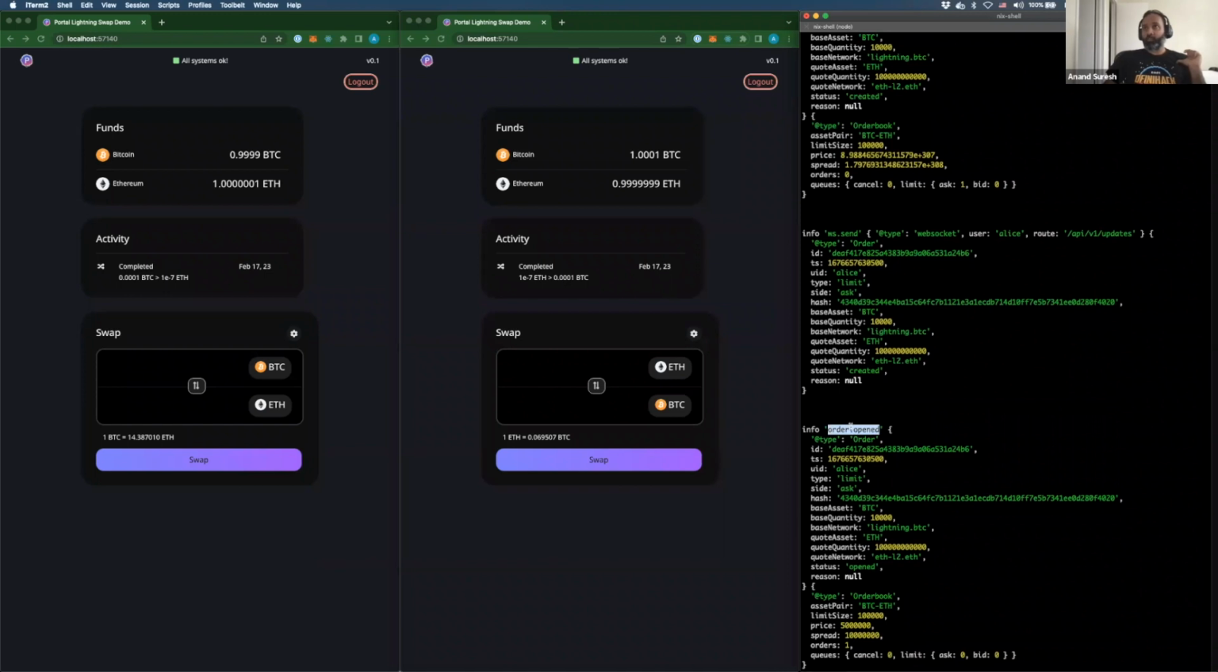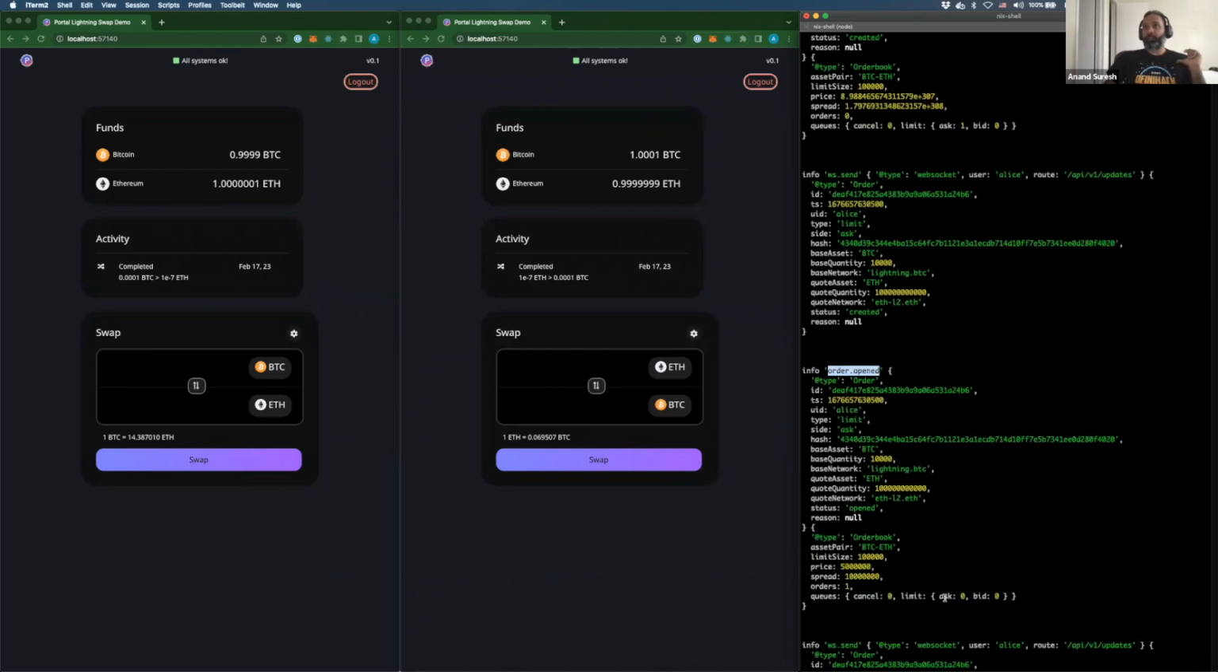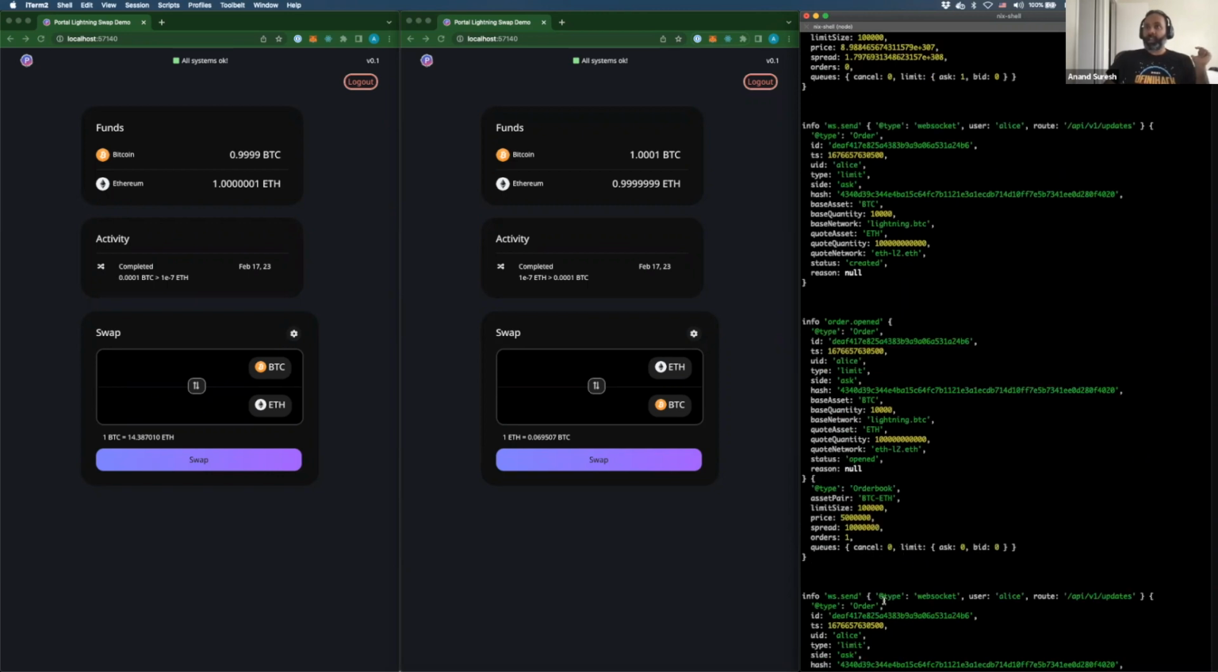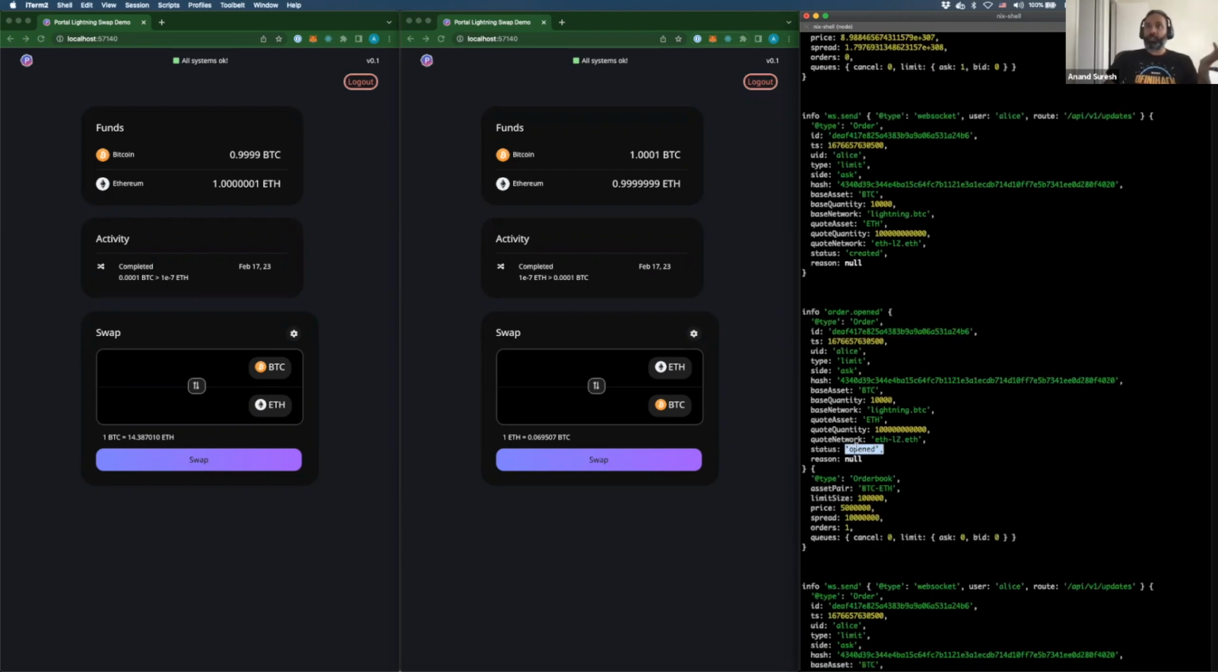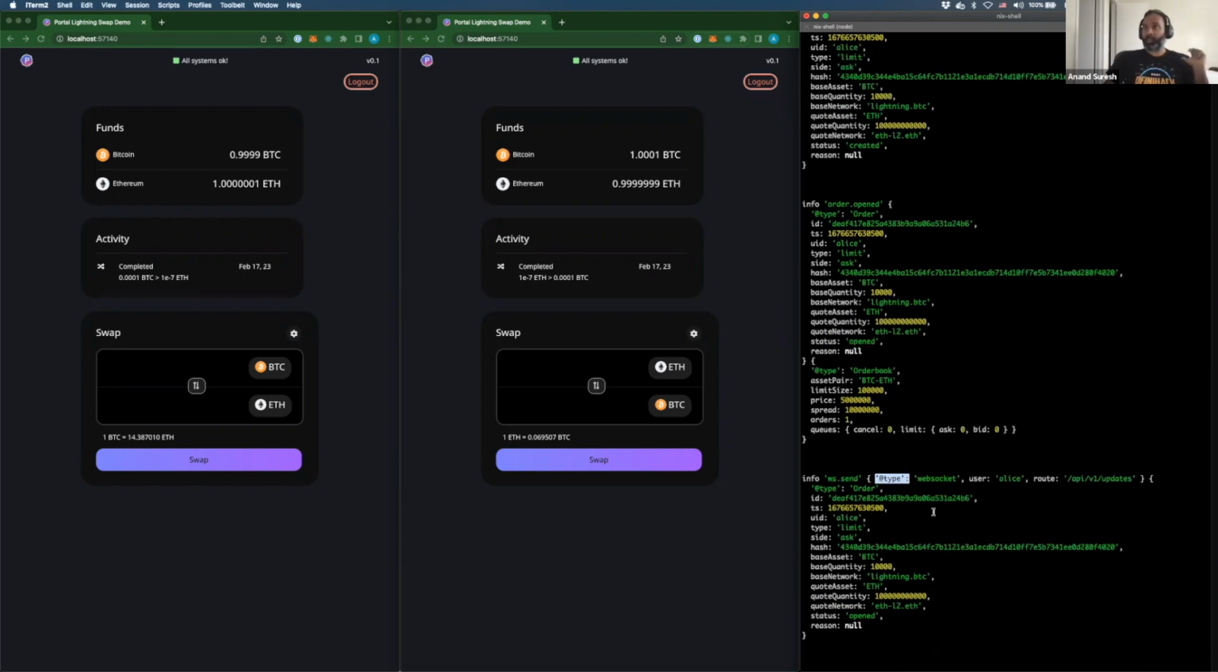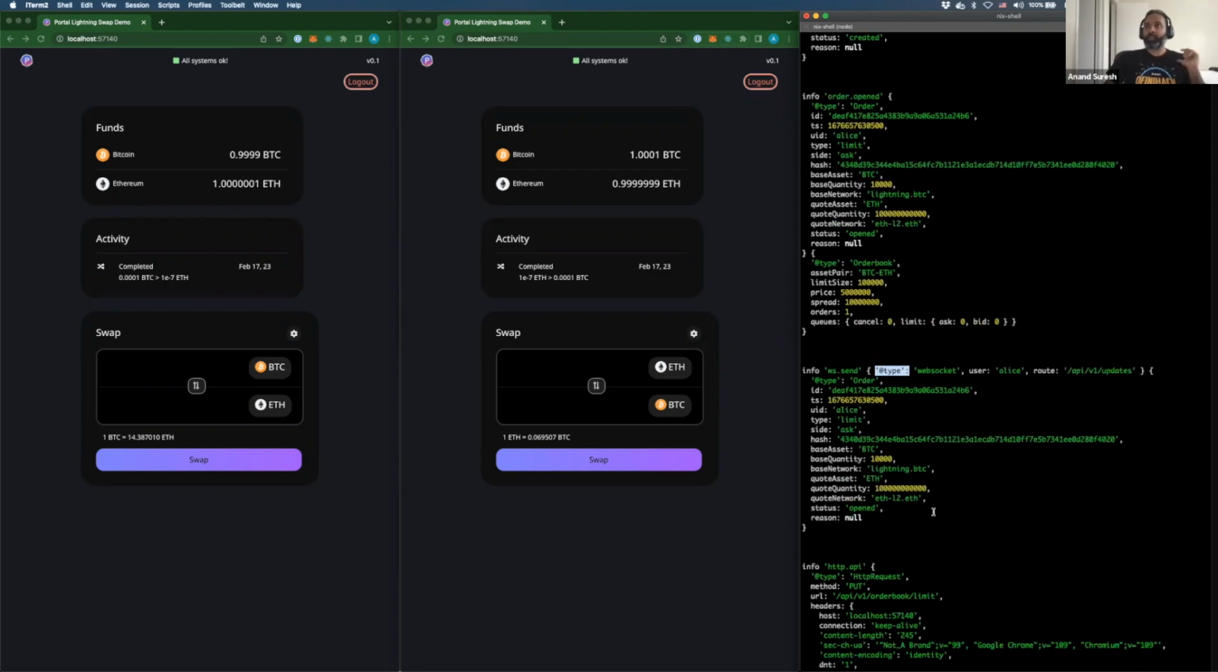Then at some point in the future, the order gets opened. The queued orders move out of the queue. They get placed onto the order book. At this point, now you see there's one order in the system. Queues have gone back to zero. And again, now the order moves into the open state. So the order is open on the order book. And again, over the WebSocket, Alice gets an update.